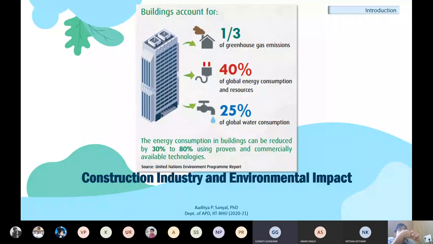Okay, continuing now. So buildings account for 1/3 of these greenhouse gas emissions. What are these greenhouse gases? Can you tell me some name other than CO2? Methane.